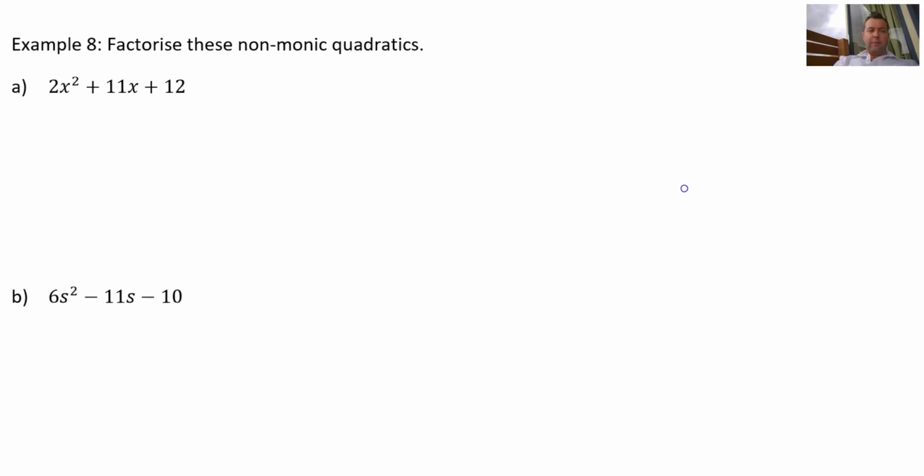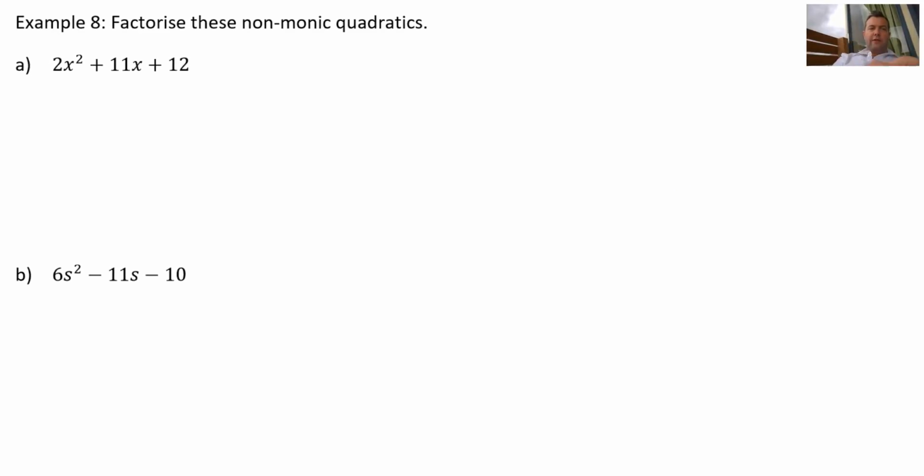We've got an example here. We've got two examples. Now this first one here, it's non-monic because of this 2. It's not x squared, it's 2x squared. So we're going to look at the product, which is the 2 by the 12, which is 24. That's the product. The sum is 11. Now this is a positive number, which means at least one of my factors is positive. This is a positive number, which means that they're both positive.